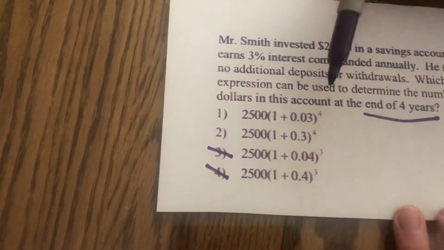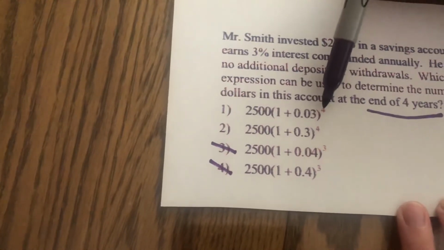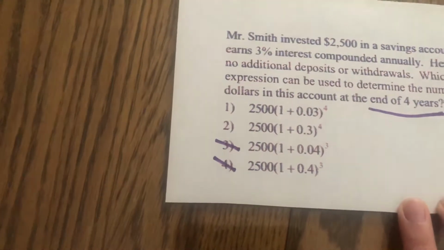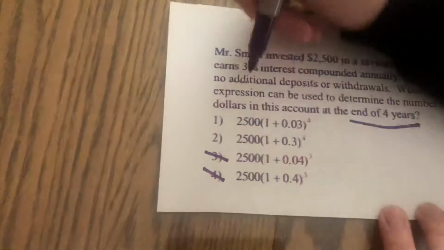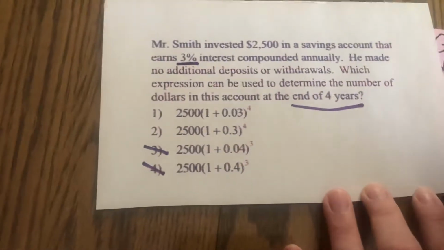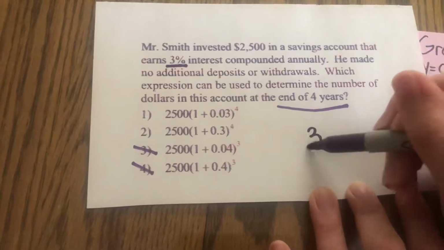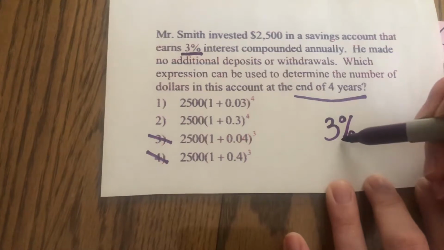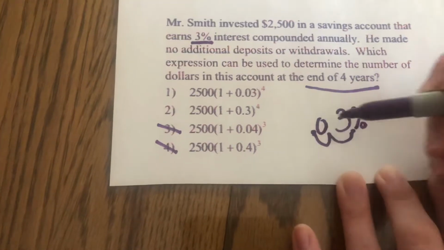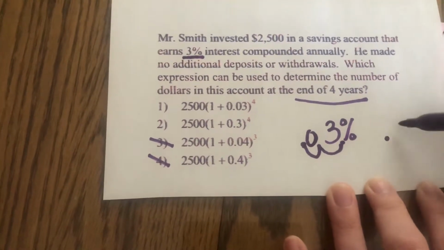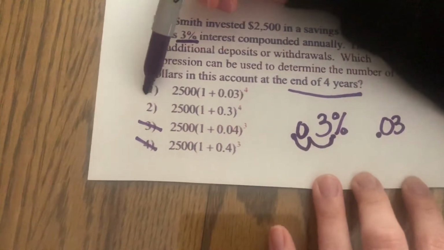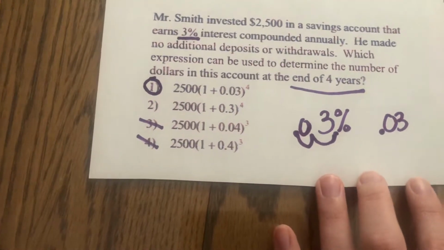Then we have to determine, well, is it going to be 0.03, or is it 0.3? Well, as we learned in our first lesson, we always take the percent and we have to change it into a decimal. So we have 3%. That means our decimal is here. We always move it over 2 units, filling in with the 0. So then our decimal is going to be 0.03. So with that being said, our answer choice 1 is going to be the correct answer.